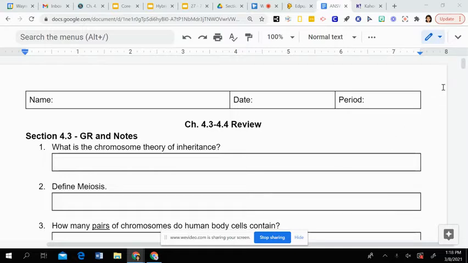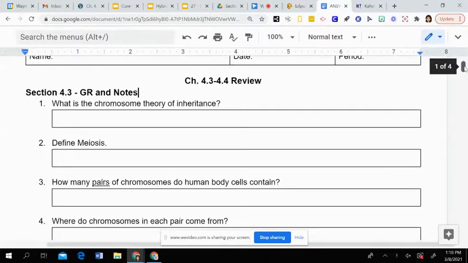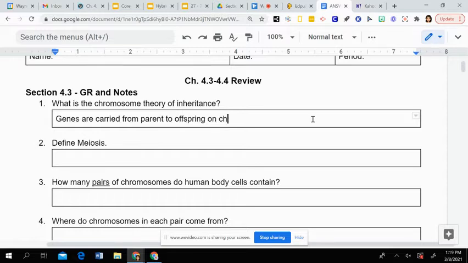All right, so the first one, the chromosome theory of inheritance, is that genes are carried from parent to offspring on chromosomes. That is a summary of what it states.